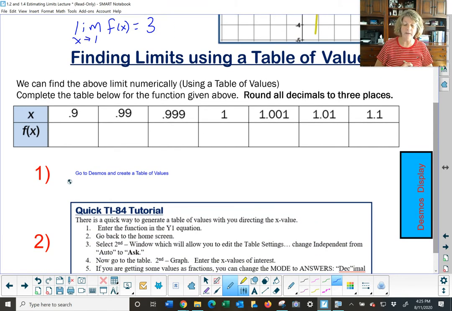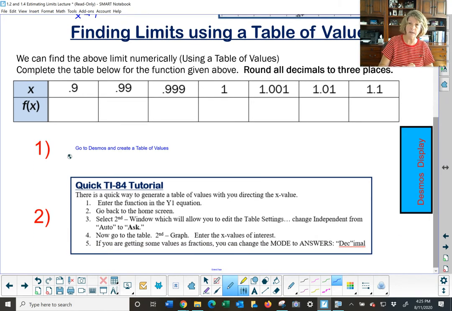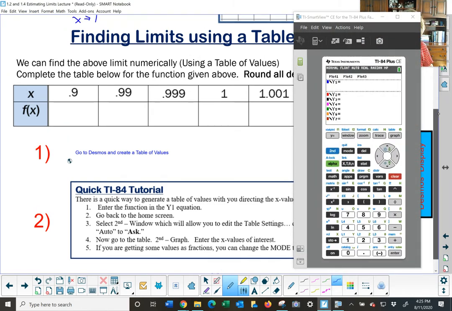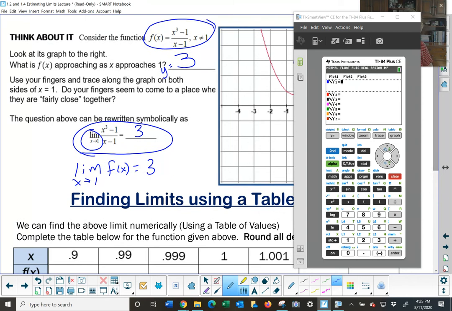We also can find the limit numerically, and we can use tables of values to help us out on that. So complete the table of values below for the function given above, f of x, and round all the decimals to 3 places. If you want, you can use Desmos. If you would rather, you could use the TI-84. Now, I think you're familiar with your TI-84, so let's just quickly go over how you would do this. We're going to put our function in. Maybe we'll go over them both.